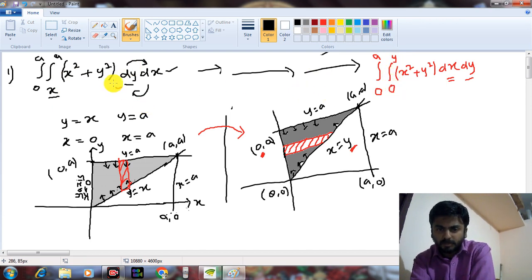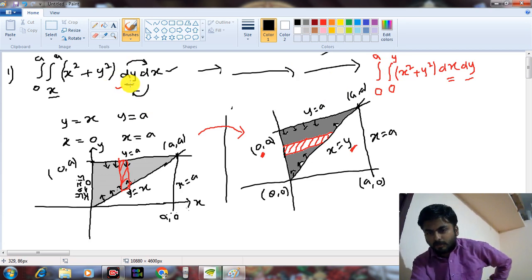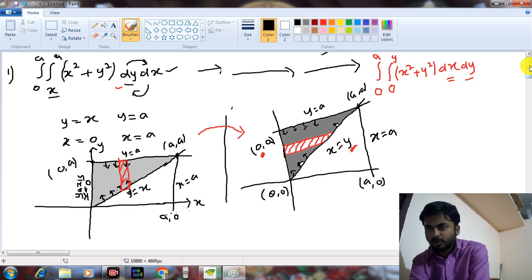So if it is not possible to go for this integration, we can change the order of integration and evaluate. That is the main concept. Since here the lower limit is x, it would be awkward to integrate in this order, so I am solving by changing the order of integration. Here y is changed to x and x is changed to y. After this we know how to evaluate it.